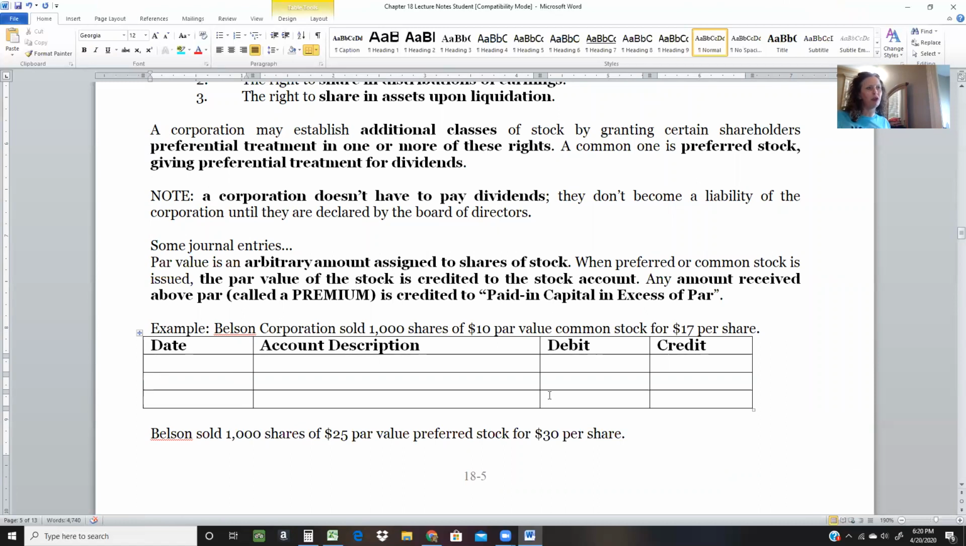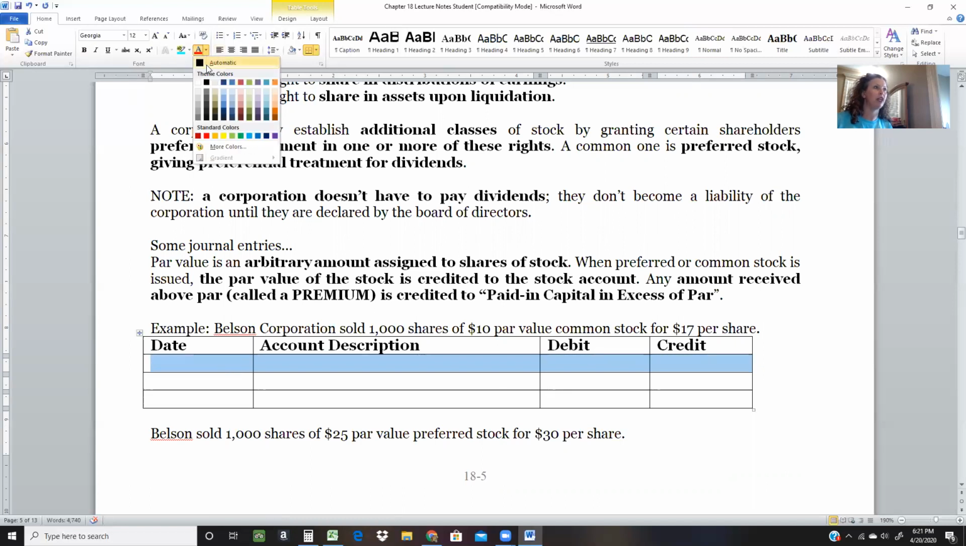Okay. Belson Corporation sold 1,000 shares of $10 par value common stock for $17 a share. So Belson Corporation, we are doing the journal entries for the equity side of this. We are Belson. We put shares out in the market. We're going to receive $17 a share, so we're going to receive cash of $17,000.